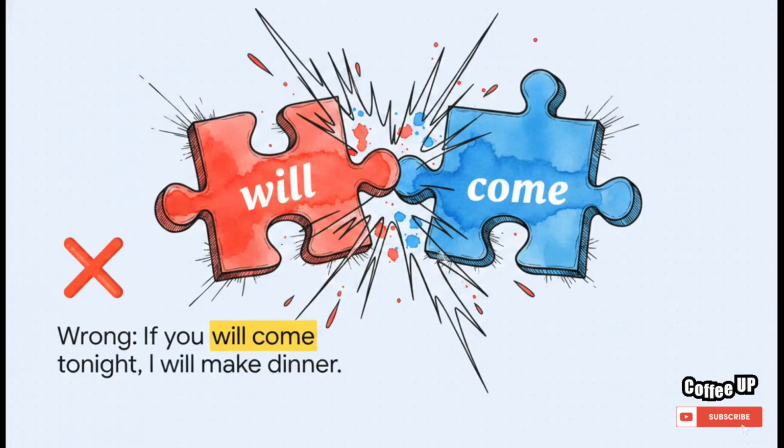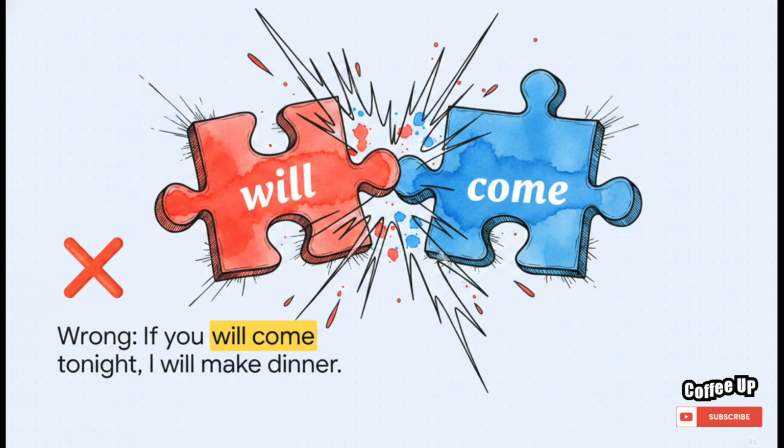Okay, mistake number 1 is using will or would directly inside the if clause. It is so tempting to say the wrong version here. If you will come tonight, I will make dinner. It sounds okay, but it's grammatically incorrect. The correct form is simply, if you come tonight, I will make dinner. You generally just don't put will right next to if.